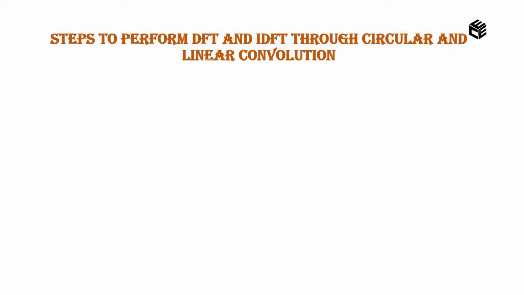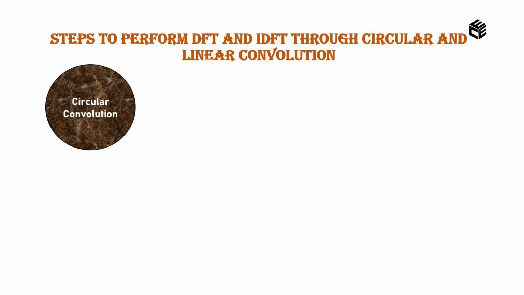Now let's move on to the next part, that is steps to perform DFT and IDFT through circular and linear convolution. Here we will be finding the output sequence with the help of circular as well as the linear convolution. So let me tell you what are the steps to be followed in circular convolution, also in linear convolution. So first is circular convolution. What is the first step we will do when we are dealing with circular convolution? We will check whether the length of the two given sequences are same. Correct. If it is not same, then we will be performing zero padding.